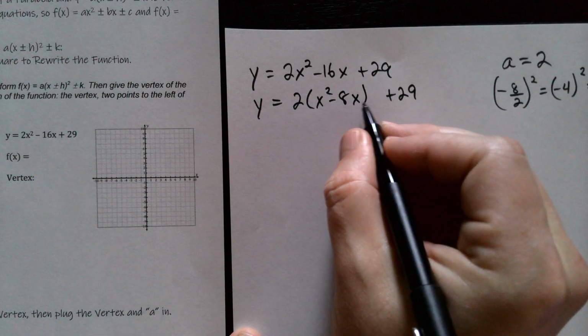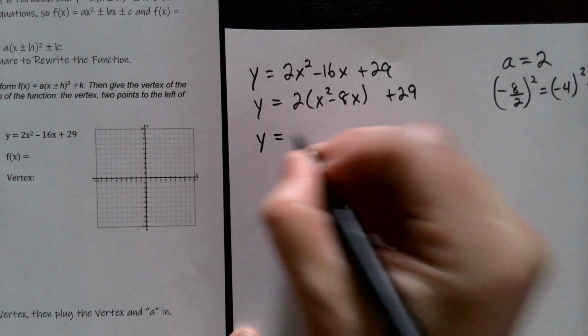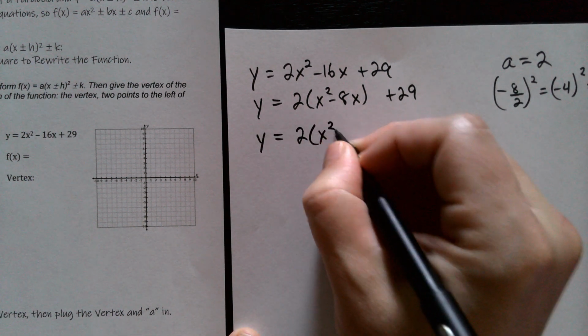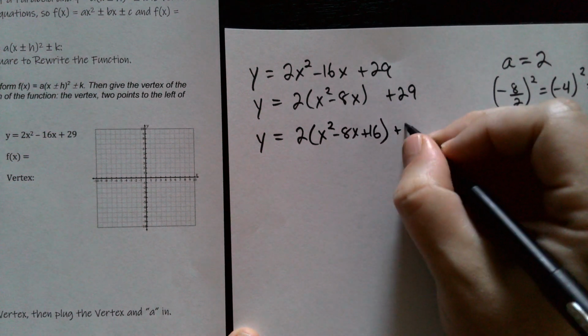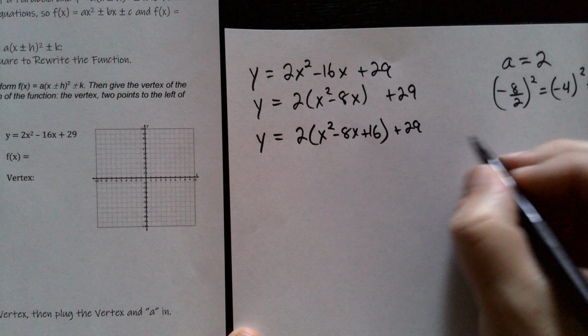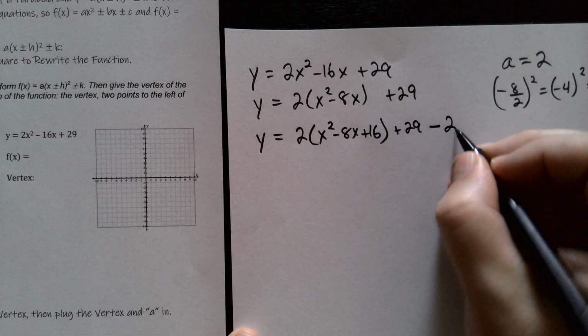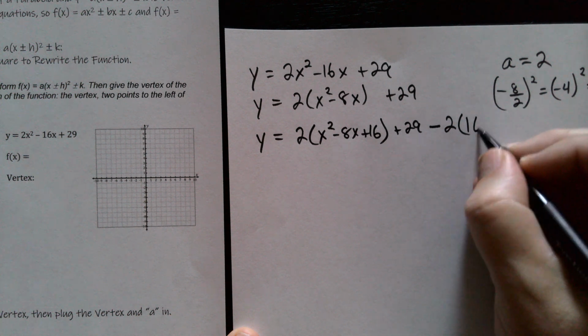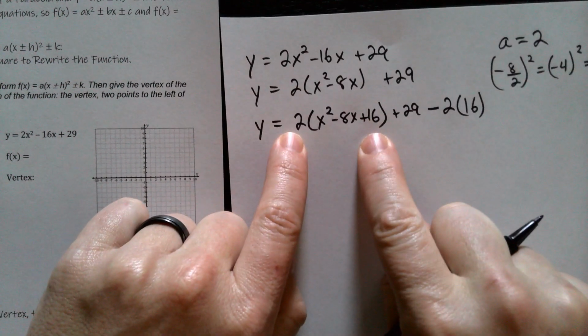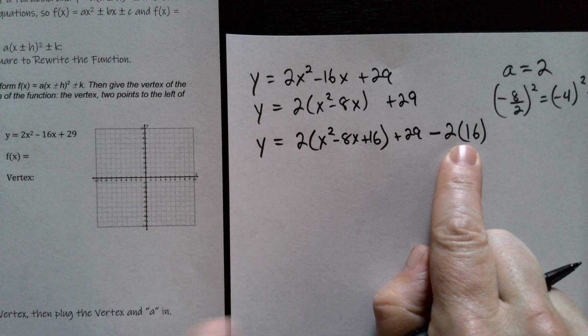So we'll add the 16 here, and then we'll subtract it over here. It's being added in here within this parentheses, which is getting multiplied by the 2. So x squared minus 8x plus 16 plus 29. And now let's subtract the thing that we just added. So minus, here's the 2, and here is the 16. We're just adding 2 times 16 and then subtracting 2 times 16.